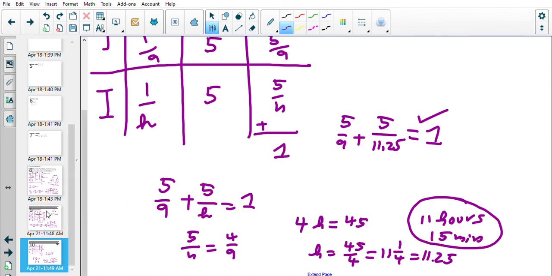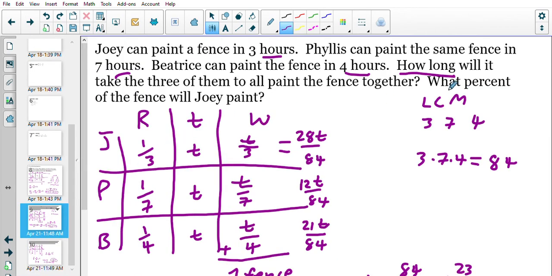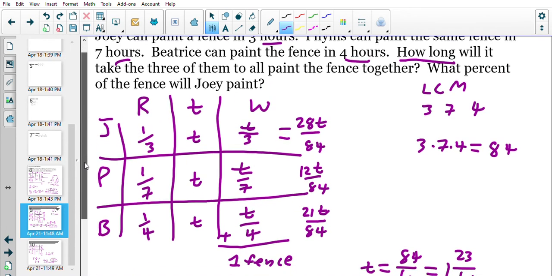Okay, I think I skipped a part in this one. What percent of the fence will Joey paint?